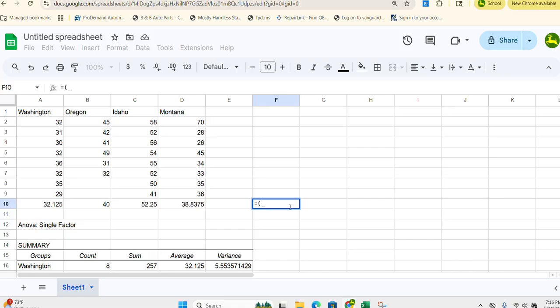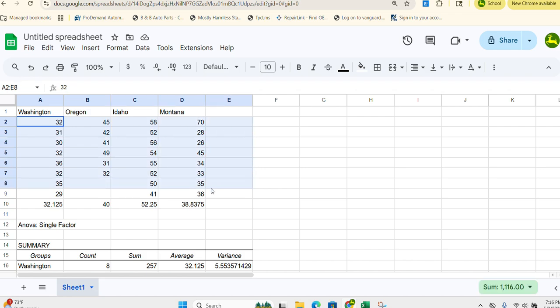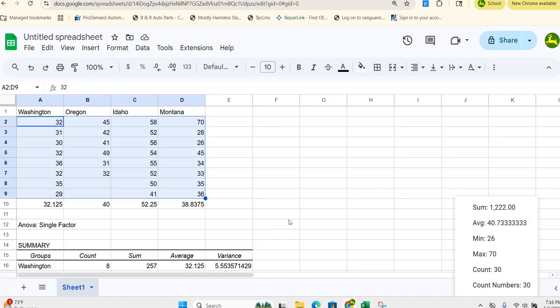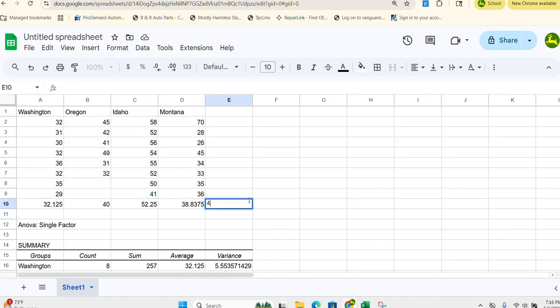So it's equals, parentheses. Oh, wait, I need the average. I need the total grand mean, don't I? So equals the average. Well, I don't have to do that. Actually, watch this. You ever see this? See right there, it'll tell you the average. Bam, 40.77. So I'm just going to write that down right here, 40.77.